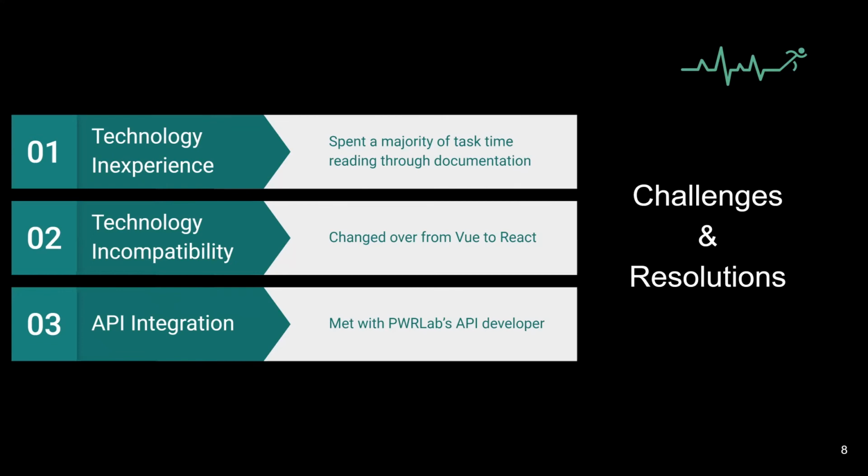The last challenge I'm going to bring up is API integration. Especially with working with sensitive data, we had to implement this data into the back end to protect it. This led to a lot of issues with us trying to figure out how AWS was supposed to work with the API. We remedied this by meeting with Power Labs' API developer. He was able to talk us through how to implement it correctly and where to implement it to best secure the data.